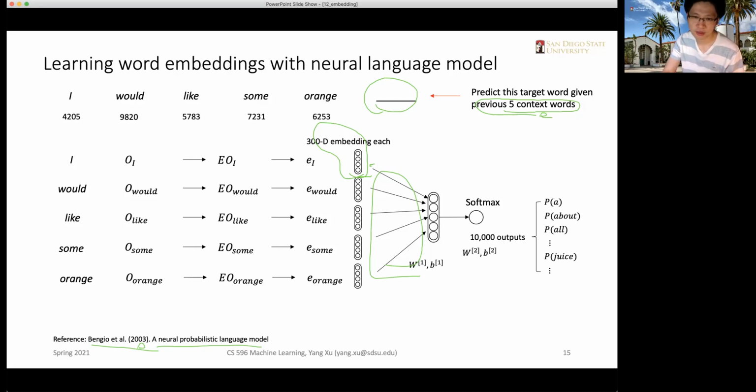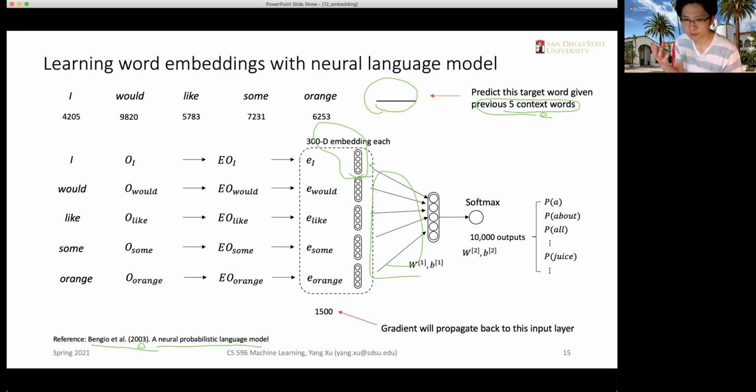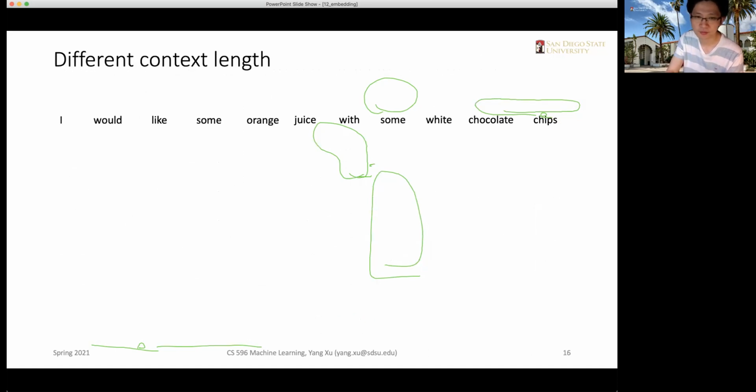Okay, so those W1, B1, W2, B2, these are a very large number of parameters. Okay, so the softmax will generate some loss, and in the back propagation stage, the gradients of that loss will be back propagated through to the input layer, which is the columns within that embedding matrix.